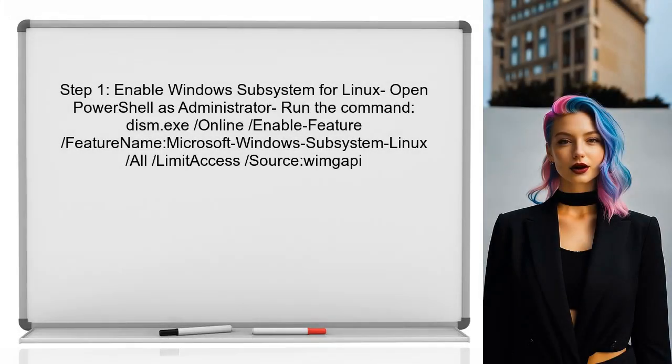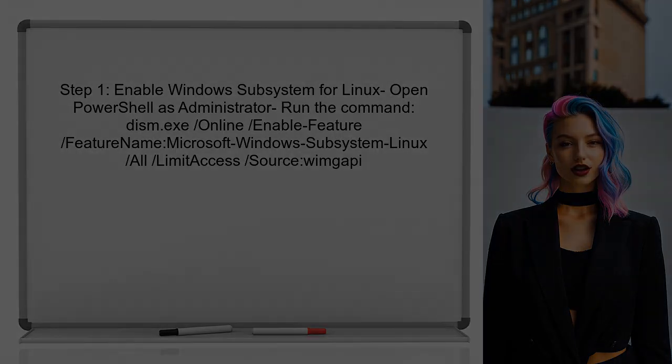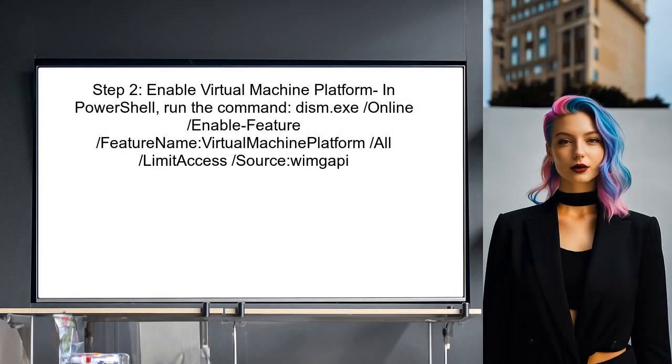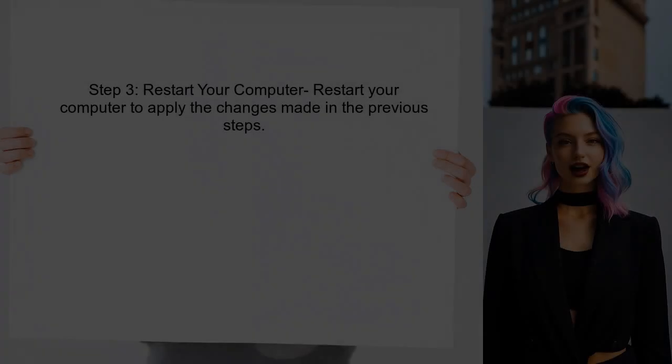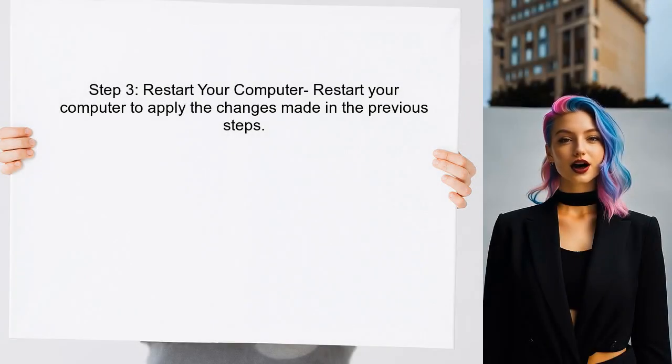To begin resolving the Docker installation issue on Windows 10 Home Edition, the user needs to enable the Windows Subsystem for Linux feature. This is essential for running Docker on this version of Windows. Next, the user should enable the Virtual Machine Platform feature. This is required for Docker to function properly on Windows 10 Home Edition. After enabling these features, the user must restart their computer to apply the changes. This step is crucial for ensuring that the new settings take effect.